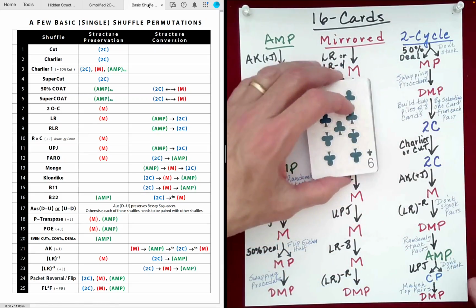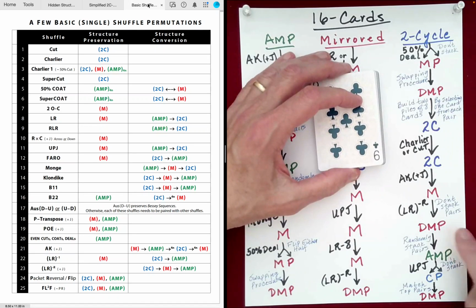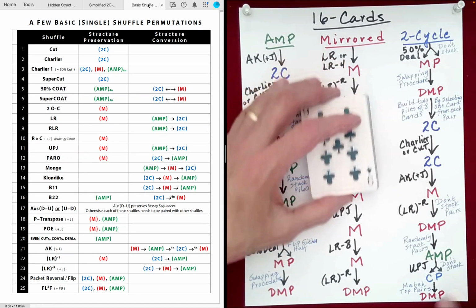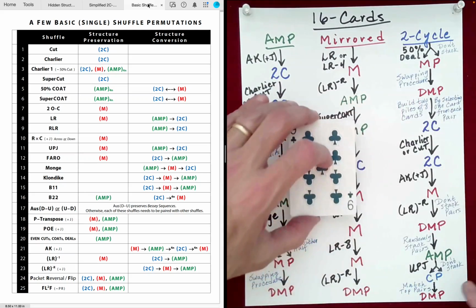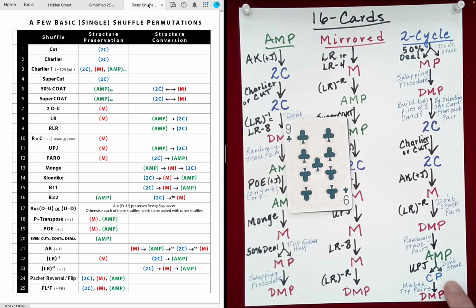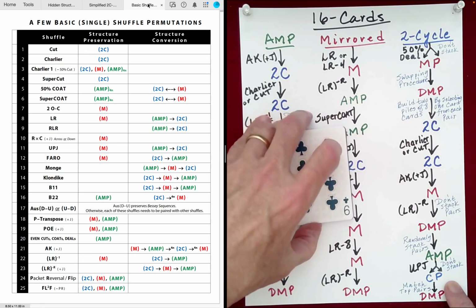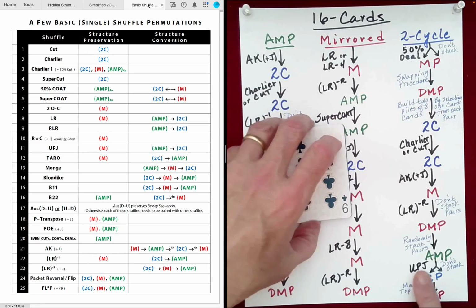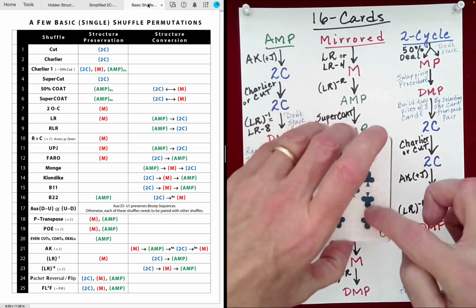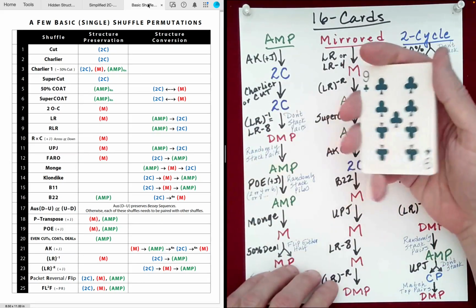Okay, and so now where we are is we're at an AMP, and so to quote finish, what we're going to do is something that I don't believe I've done. Maybe I did it once in the last video. We're going to use the up jog. So this is an AMP, we're going to up jog that.